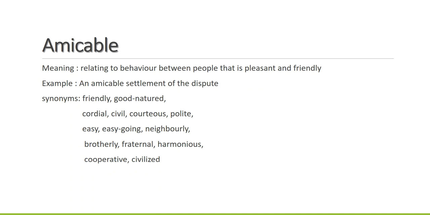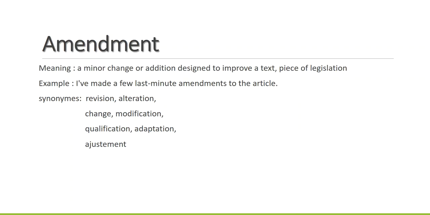And the next one is amicable, meaning relating to behavior between people that is pleasant and friendly. Example: an amicable settlement of the dispute. Synonyms are friendly, good-natured, cordial, civil, courteous, polite, easygoing, neighborly, brotherly, fraternal, harmonious, cooperative, civilized.